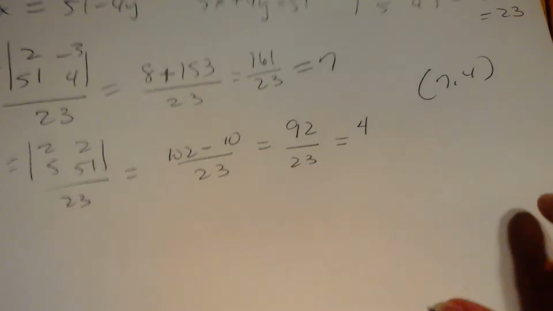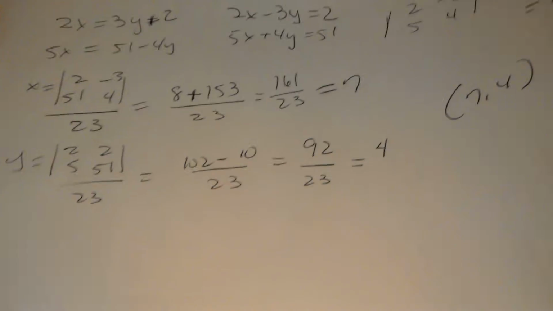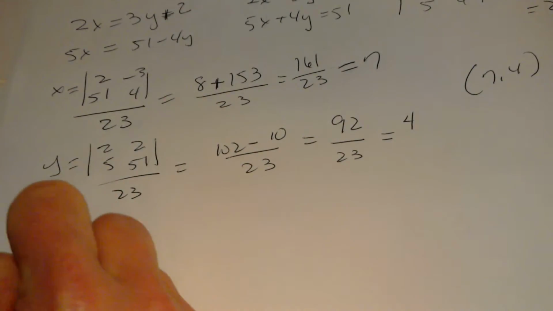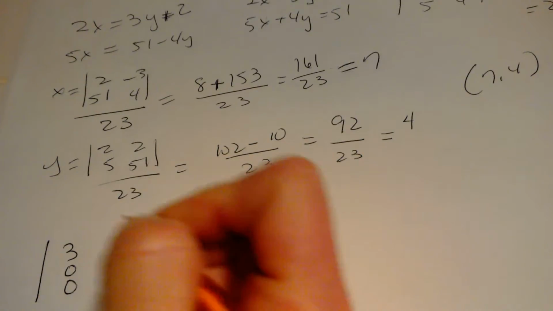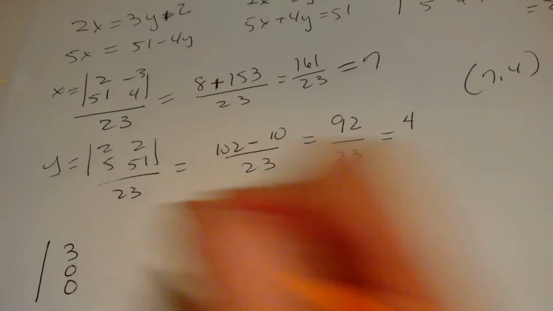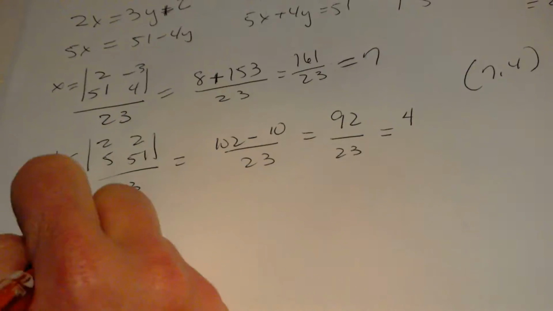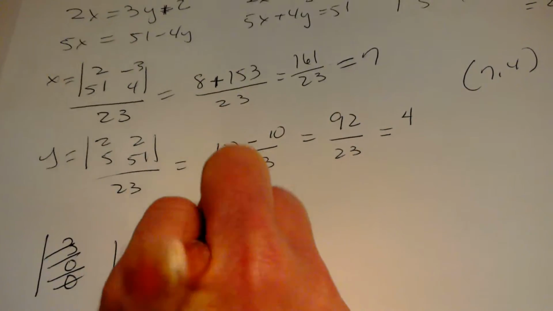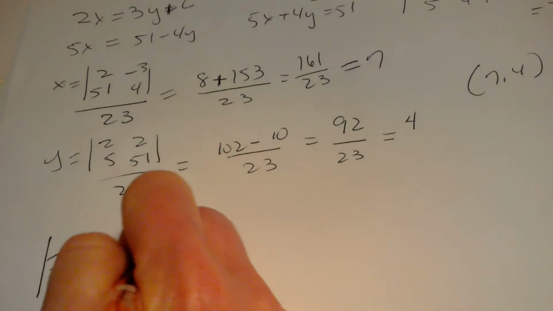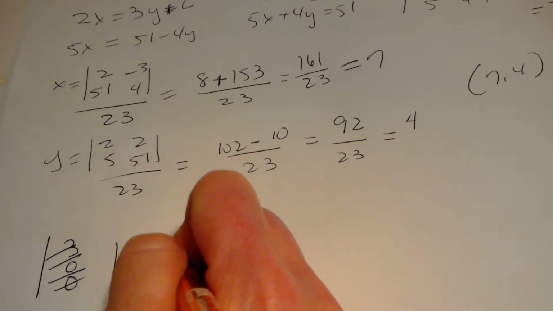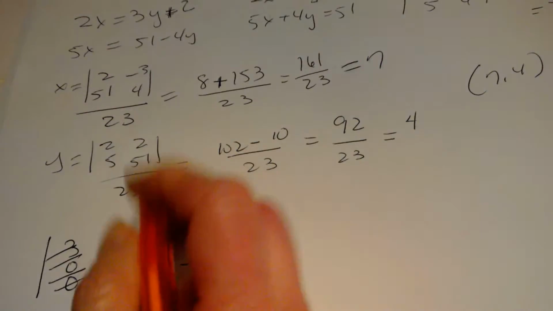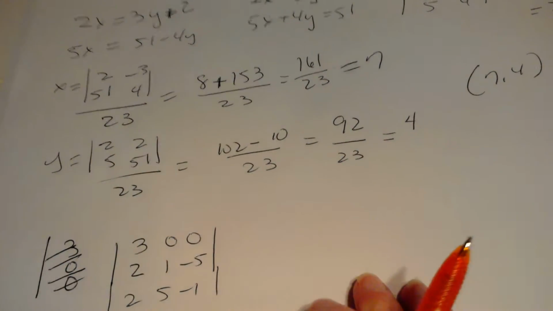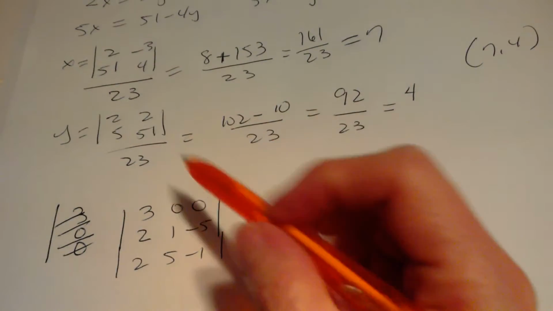Okay, so let's talk about how we would do that. Let's get a 3 by 3 matrix. Actually, let me do this one. I was going to do 3, 0, 0 across the top, not that it really matters. 2, 1, negative 5. 2, 5, negative 1.